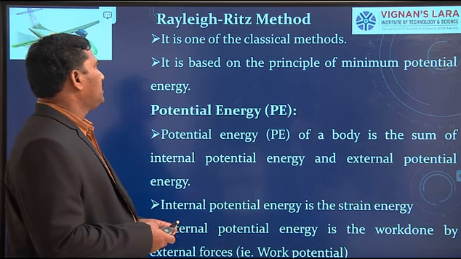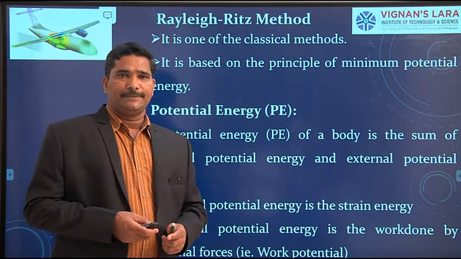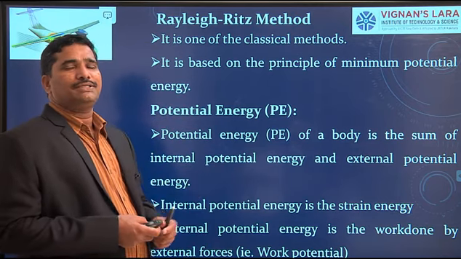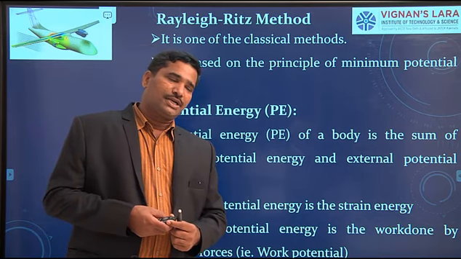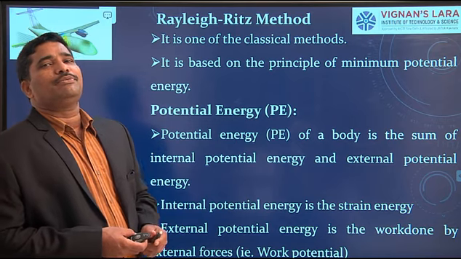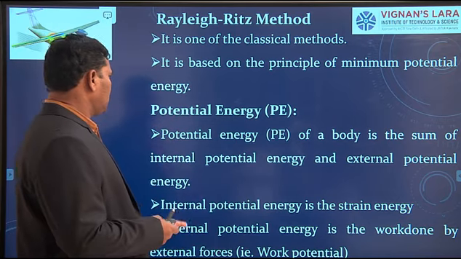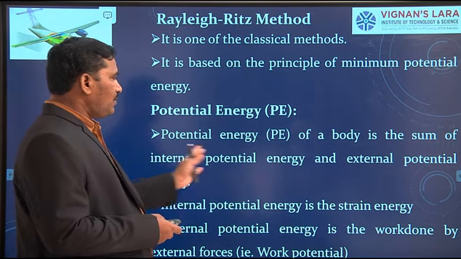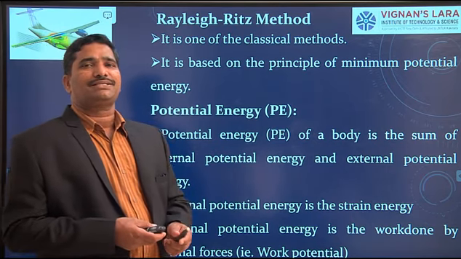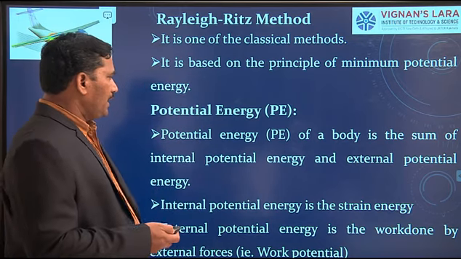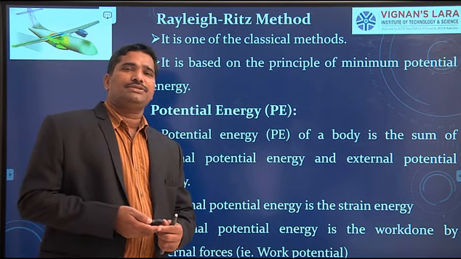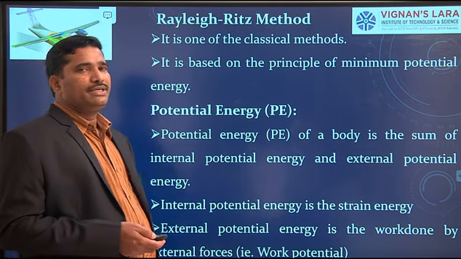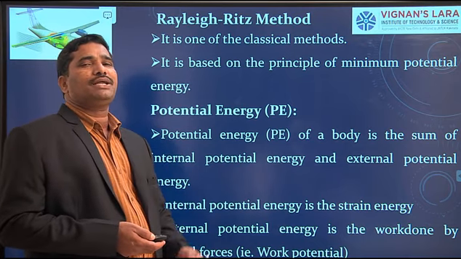This Rayleigh-Ritz method depends on the principle of minimum potential energy. In the previous class, we heard about the potential energy, and we also calculated this potential energy for an axially loaded member. So here, to calculate the potential energy, we have to calculate the internal potential energy and the external potential energy. The internal potential energy is the strain energy of the solid. The external potential energy is the work done by external forces.